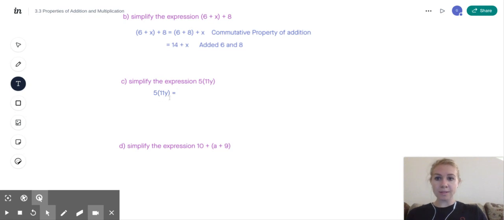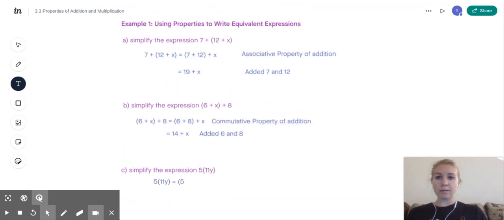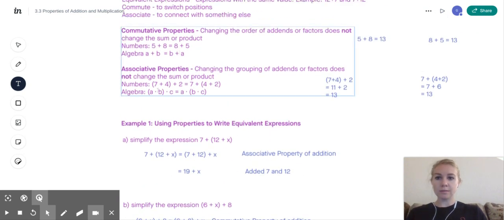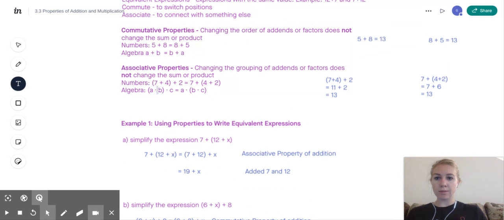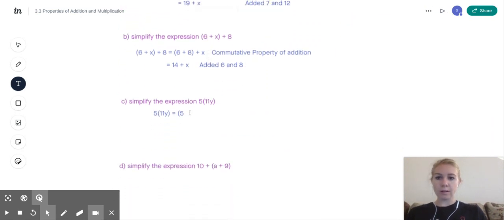Let's move the parentheses around 5 and 11. So it's going to be 5. Oh, and we're multiplying. So I'm going to grab a multiplication dot. Remember, we don't use the x for multiplying in algebra because it could look like the variable x. Okay, (5 · 11) in parentheses and then times y.